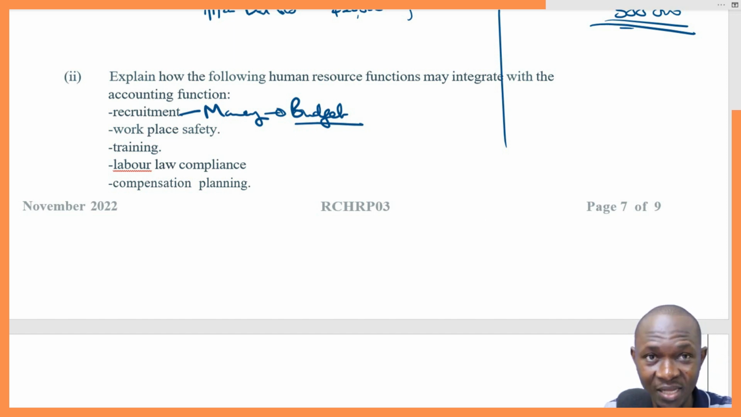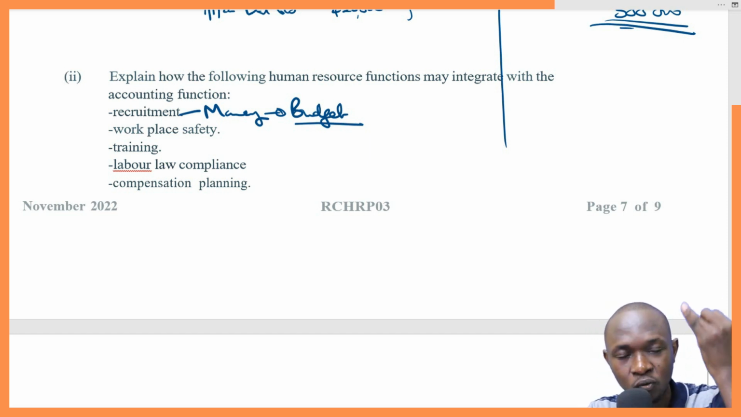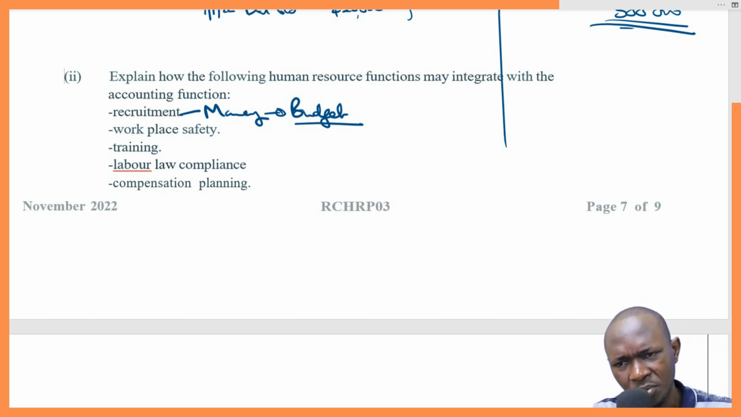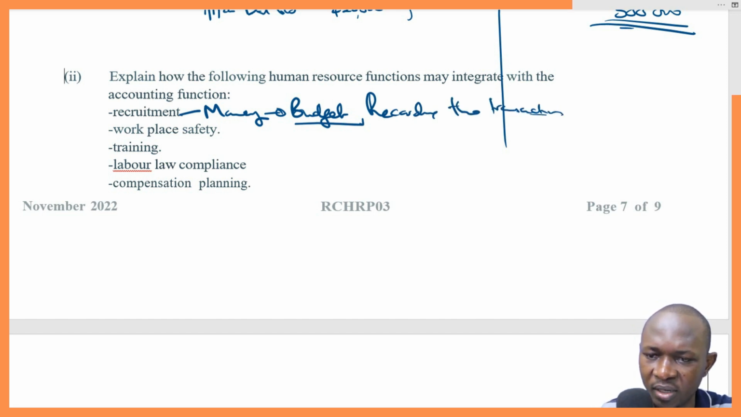Money is used, so wherever money is used, we need to record the monies that have been used. We need to plan for that money, and when we use that money, we need to capture the transactions as and when they happen. So that's how recruitment integrates with the accounting function in terms of budgeting and in terms of recording the transactions that involve the usage of money. That's where they will relate.